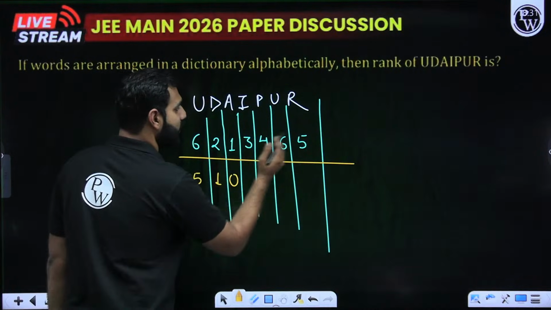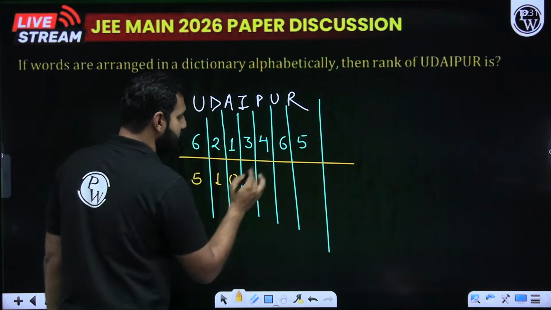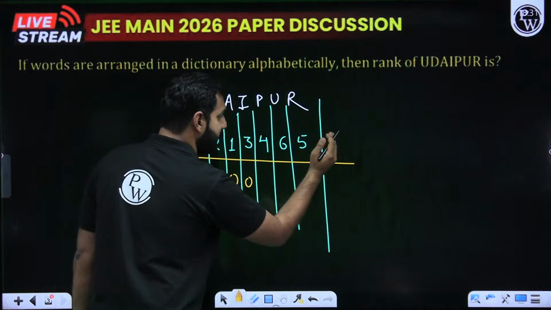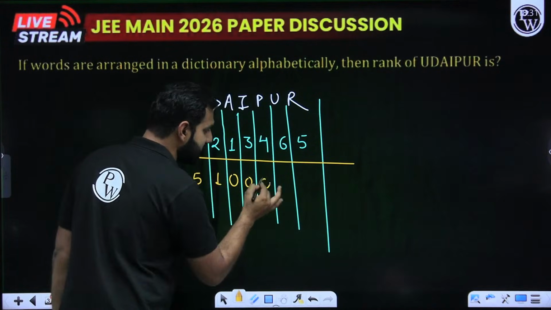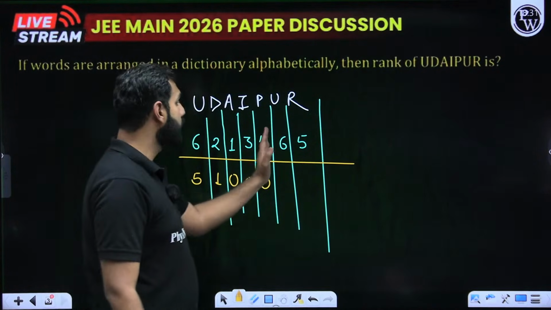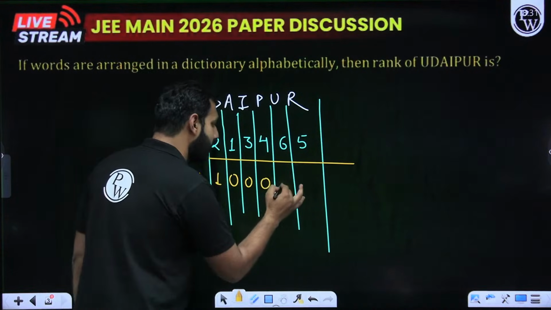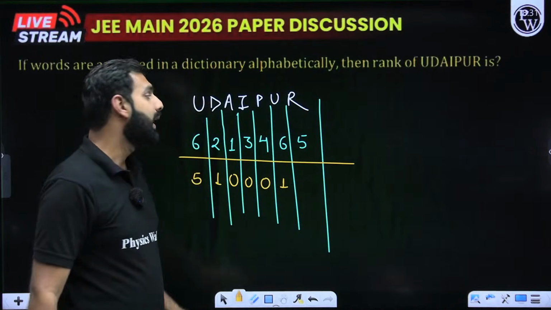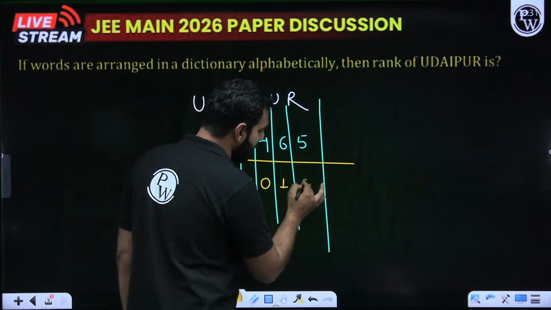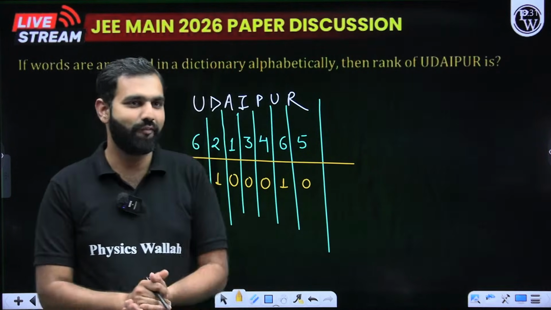On the right hand side of 3, are you seeing any number which is less than 3? No. On the right hand side of 4, I don't see any number which is less than 4. I'll write 0. On the right hand side of 6, how many numbers are there which are less than 6? You would say only one number which is 1. I hope you're getting it. And then on the right hand side of 5, there are 0 numbers which are less than 5. Everyone with me on this?